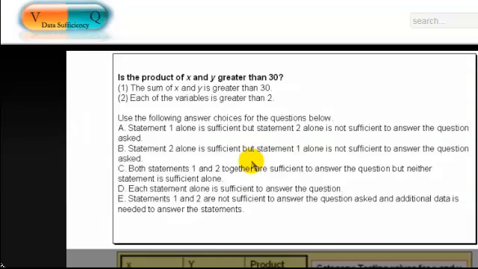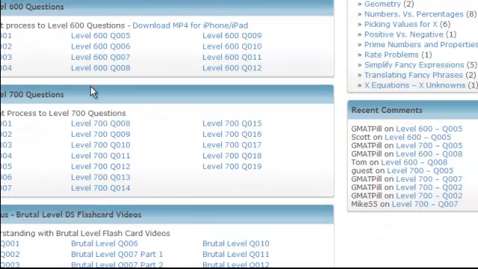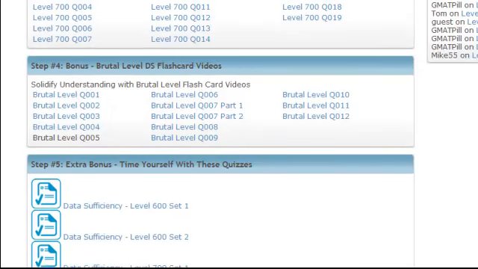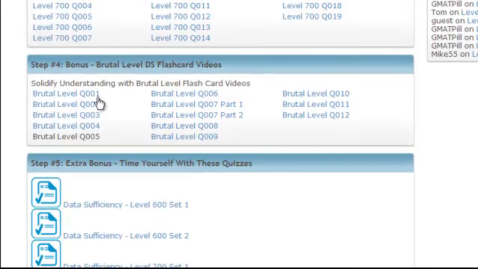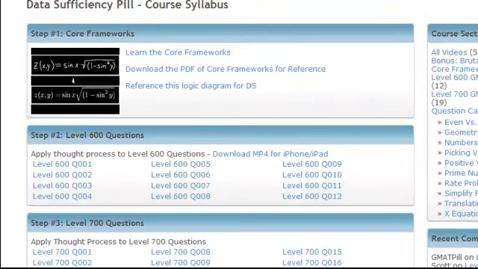Let me move my window over. Is the product of x and y greater than 30? So you can see Zeke here has brought up a question. Do a t-chart like here, pick values, which tells you how to solve this data sufficiency problem. And then he solves quite a few 700 level questions as well. This looks like about 15 of them, and then he's got videos on what he calls brutal data sufficiency questions.